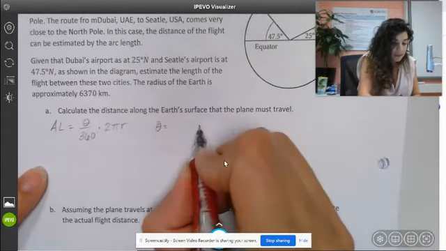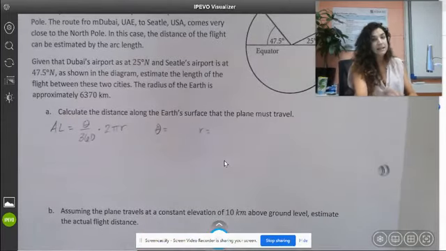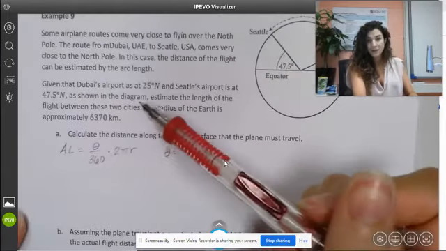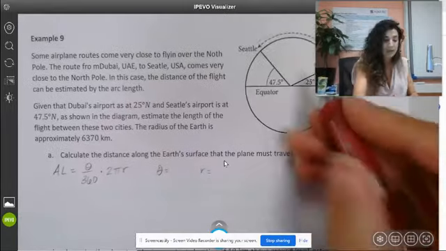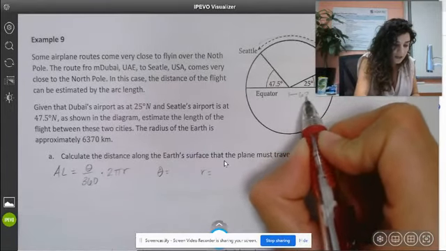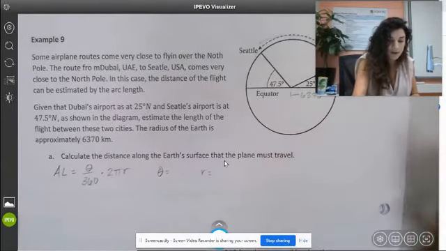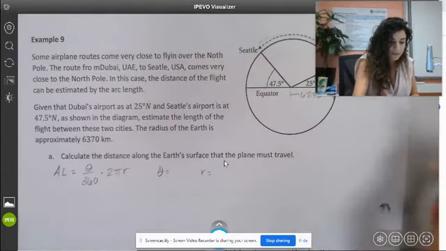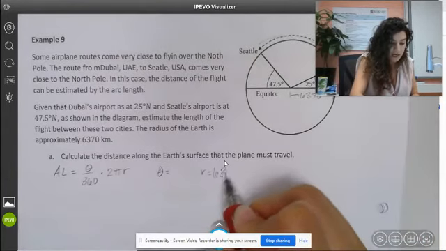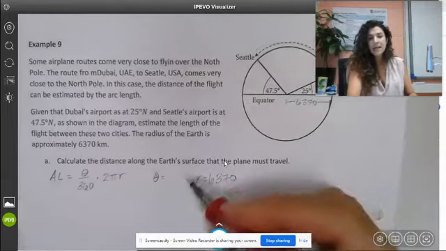We want to know what theta is, and we want to know what r is. And it does tell it to us in so many words. It says that the radius of the Earth is approximately 6,370 kilometers. So I'm going to go ahead and plug that in for the radius.